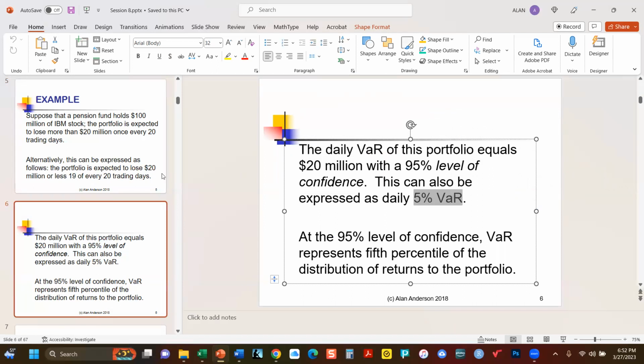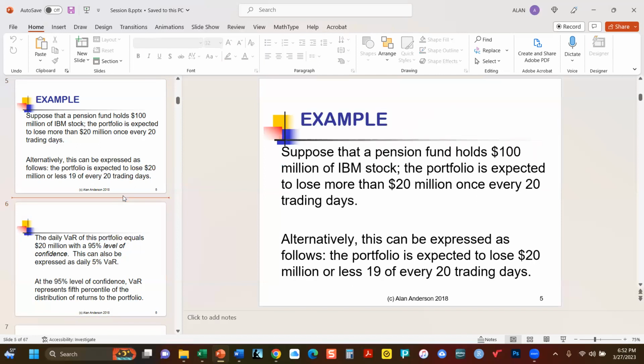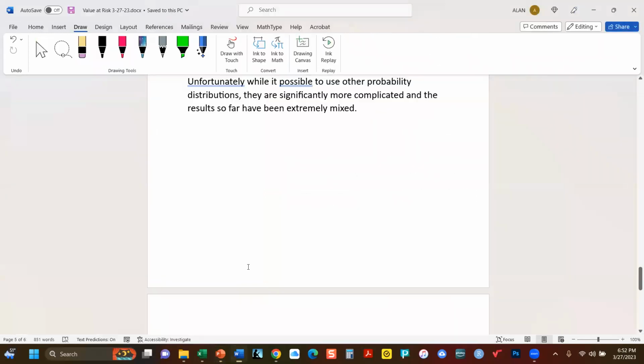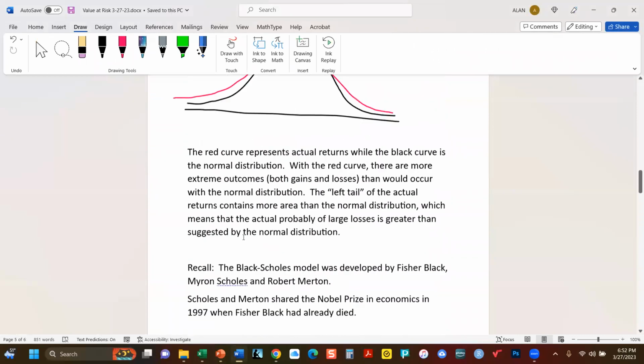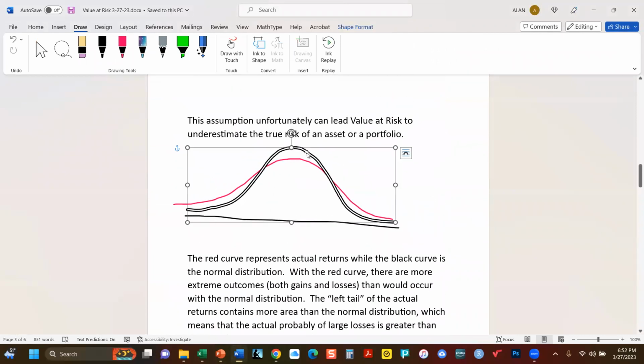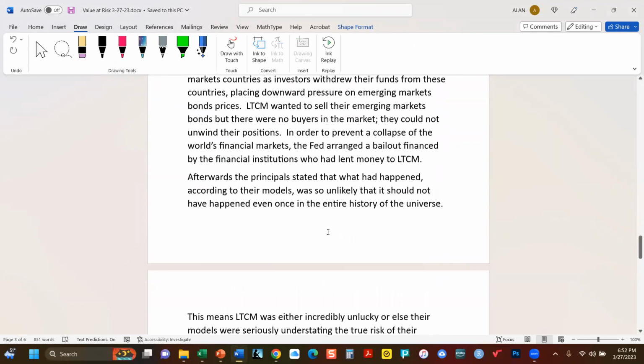Now, if you're thinking in terms of the normal distribution, let's do a little graph here. Actually, I'm kind of surprised this graph turned out as well as it did. I'm going to steal it for the next illustration.